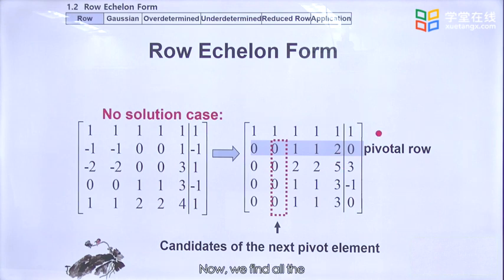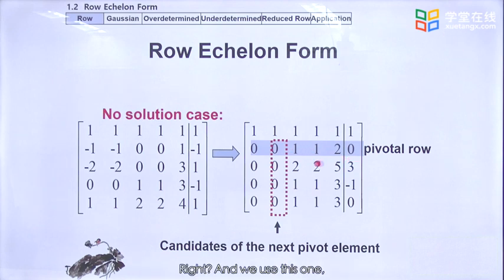Now we find all the possible pivot elements are 0. So for this augmented matrix, we cannot transform it to triangular form, but we can transform it to a simpler form, a row echelon form. So again we use the 2 3 entry to be the pivot element, and the second row to be the pivotal row.